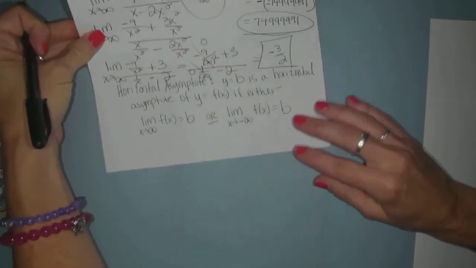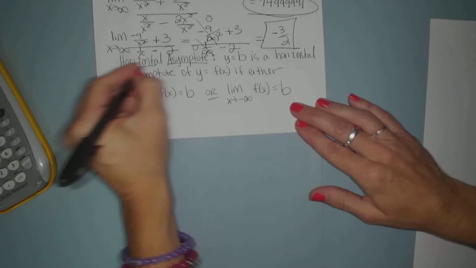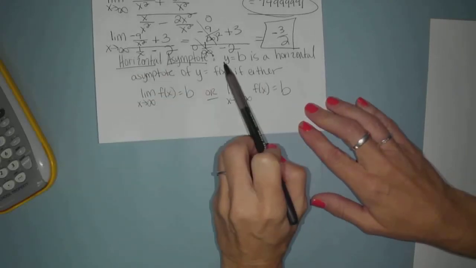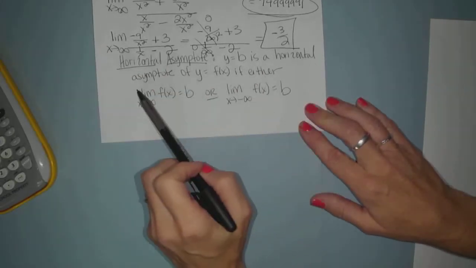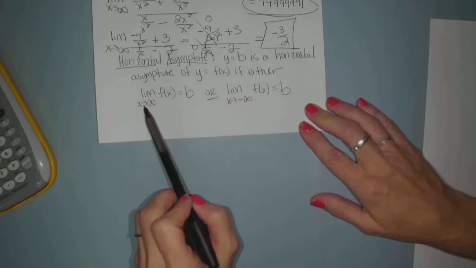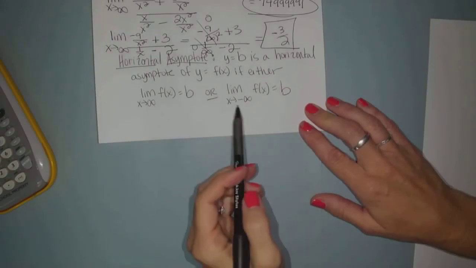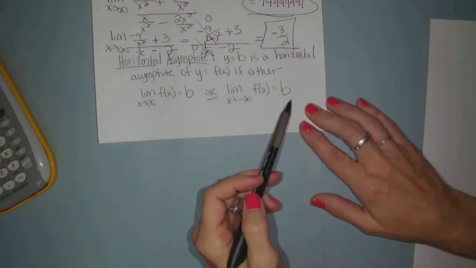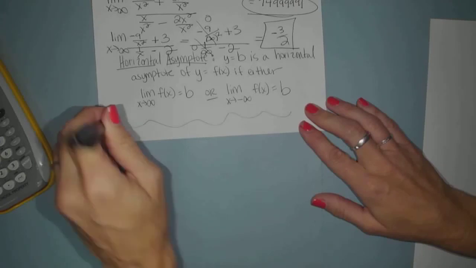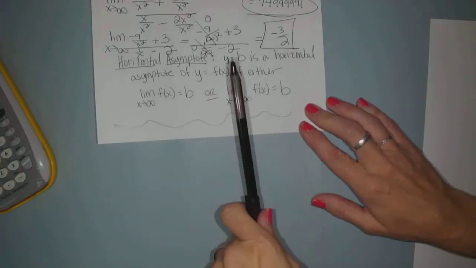Last thing, please write down the definition of horizontal asymptote that I have here. It says y equals b is a horizontal asymptote of y equals f of x if either the limit as x approaches infinity of f of x equals b, or the limit as x approaches negative infinity of f of x equals b. This is something we're going to use in a little bit, but it'd be great to have it in your notes today. This is the definition of horizontal asymptote.